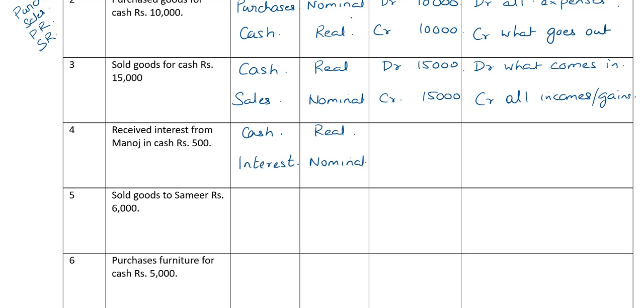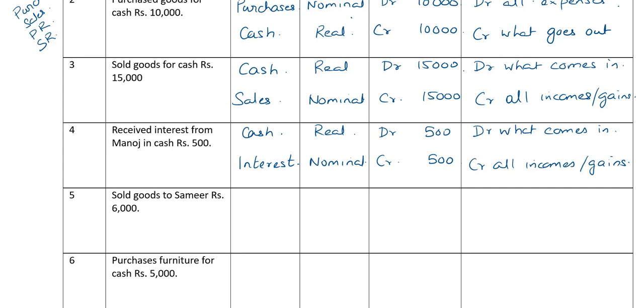The rule for real account, debit what comes in, credit what goes out. So in this case cash comes in, so debit what comes in. Interest, nominal account, debit all expenses and losses, credit all incomes and gains. Interest is an income, so credit all incomes and gains. So we need to debit cash account with 500 rupees and credit interest account with 500 rupees.